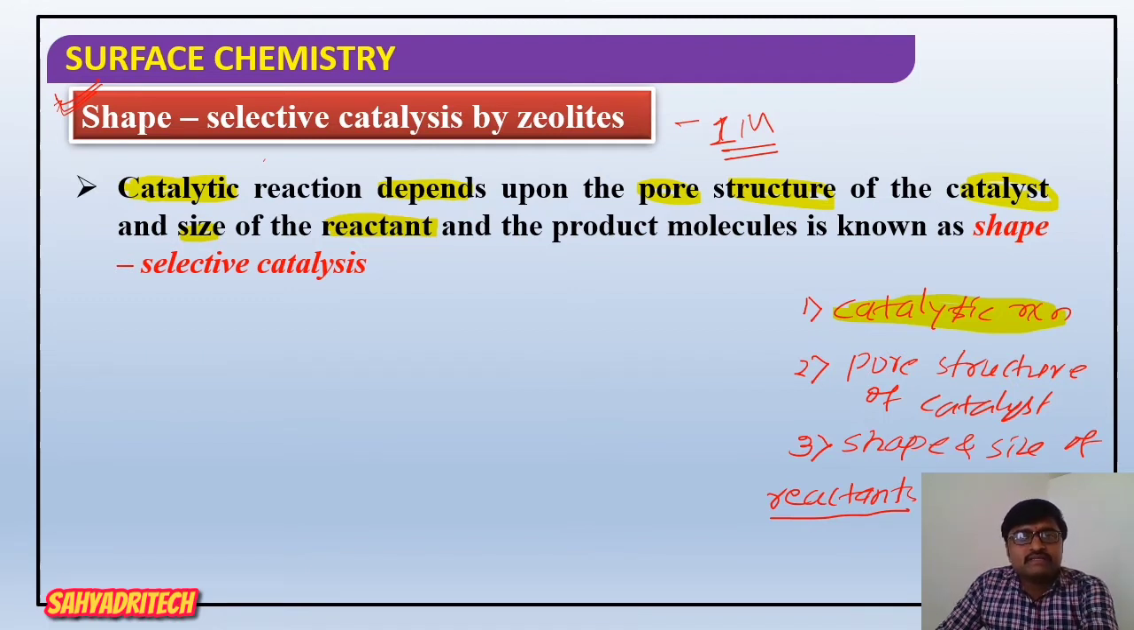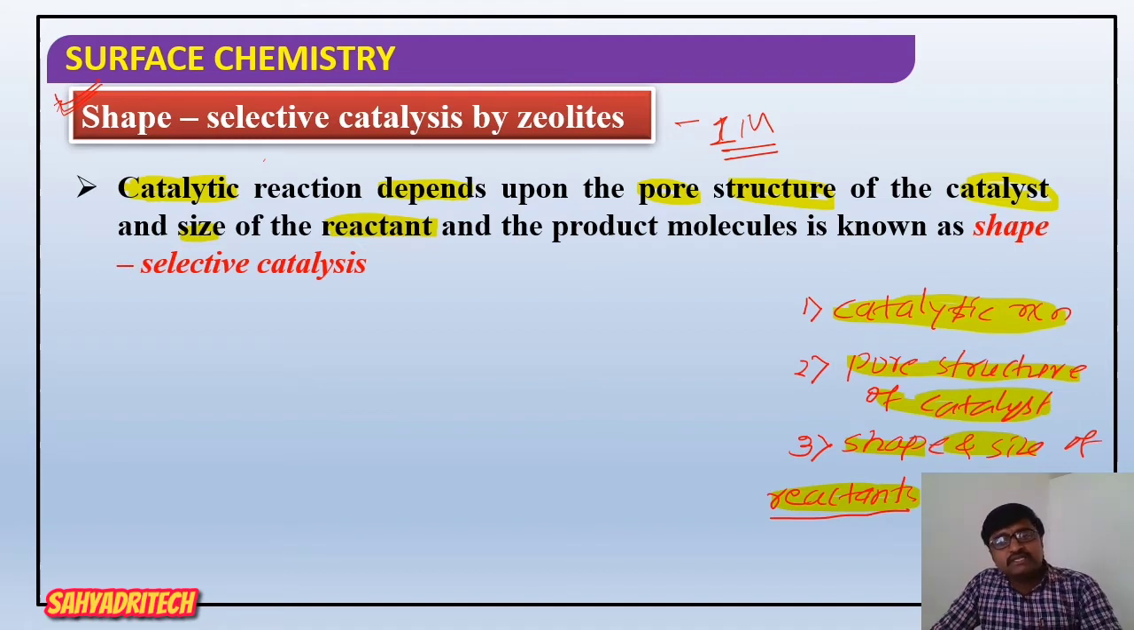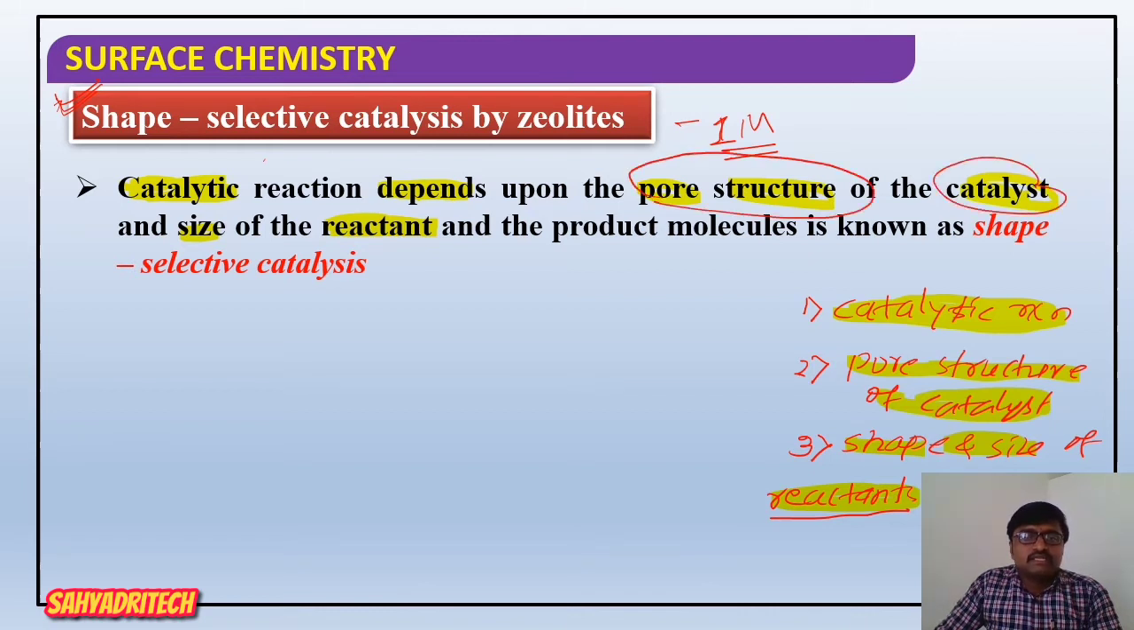It depends on what parameters? It depends on the pore structure of a catalyst and further the shape and size of reactant molecules. Hence it is named shape selective catalysis. I will go through the definition. It says it's a catalytic reaction that depends on the pore structure of a catalyst and the size of reactant molecules, and is called shape selective catalysis.